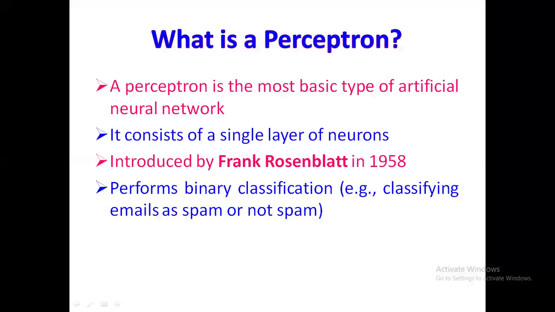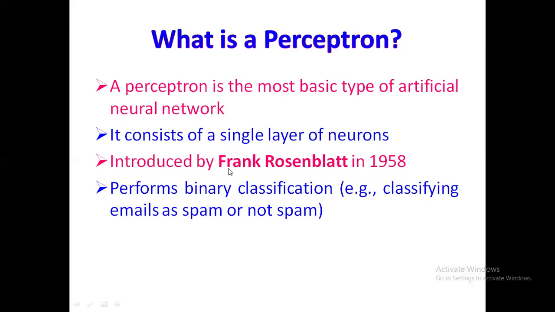First, what is a perceptron? A perceptron is the most fundamental type of artificial neural network and serves as a building block for more complex architectures. It consists of a single layer of neurons. These neurons are also called nodes or units that take multiple inputs, apply individual weights, add a bias, and pass the result through an activation function, commonly a step function, to produce a binary output. We are using this in the perceptron.